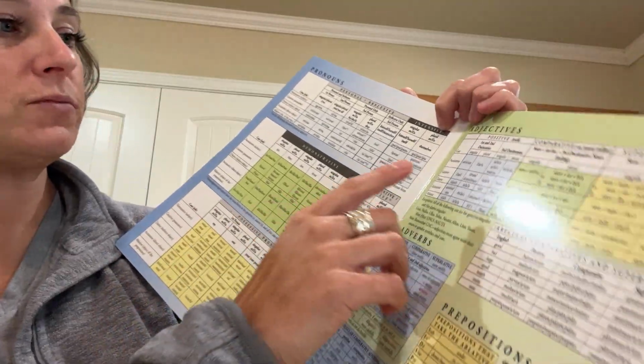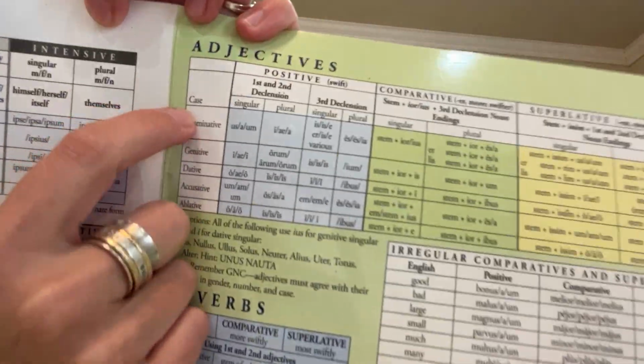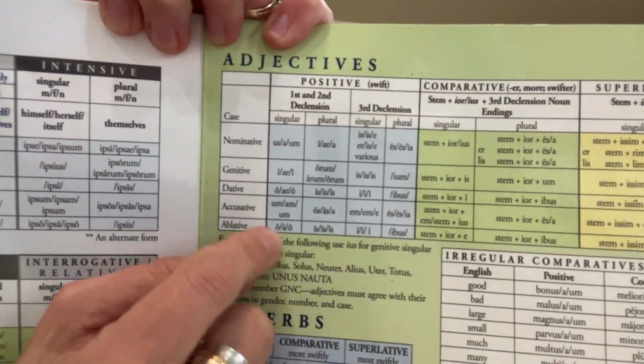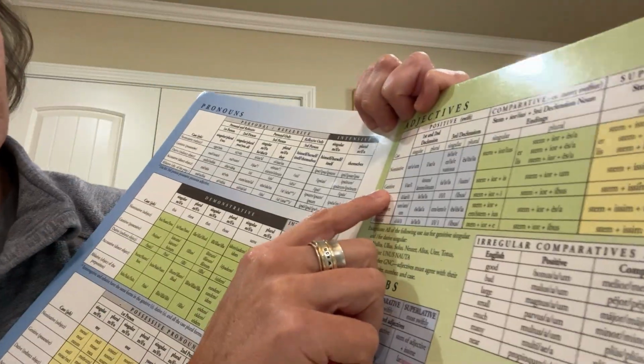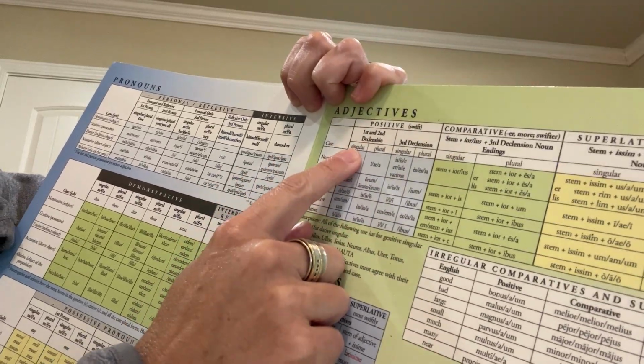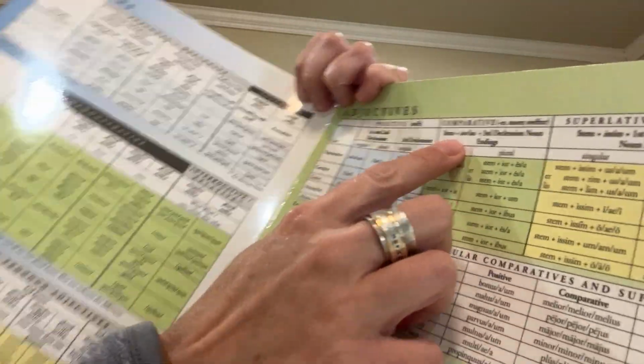Anyway, that's helpful. Adjectives, you've got your adjective endings, which look very similar to your noun ones, but this breaks it up really nicely for you. And again, you've got singular, plural, and are they first and second declension adjectives or third? Over here, this is really helpful.